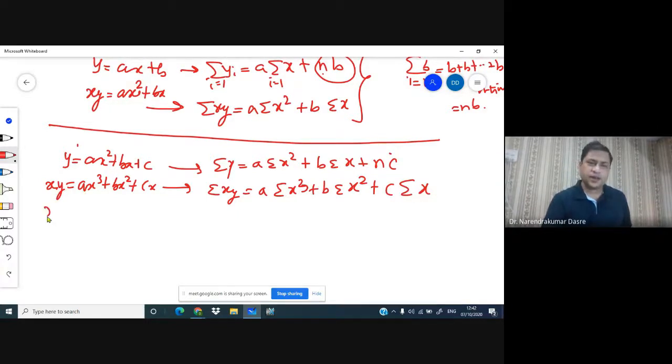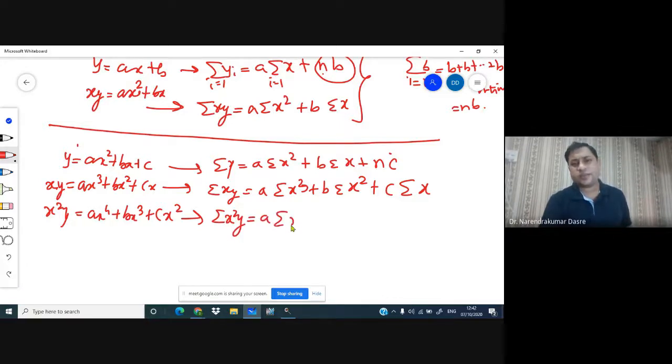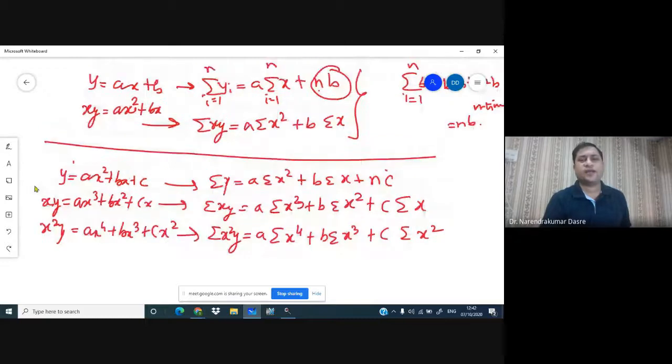Again multiply this by x. So x square y equals a x raised to 4 plus b x cube plus c x square, and then take the summation. So you get summation x square y equals a summation x raised to 4 plus b summation x cube plus c summation x square. This is how we are able to get the normal equations.